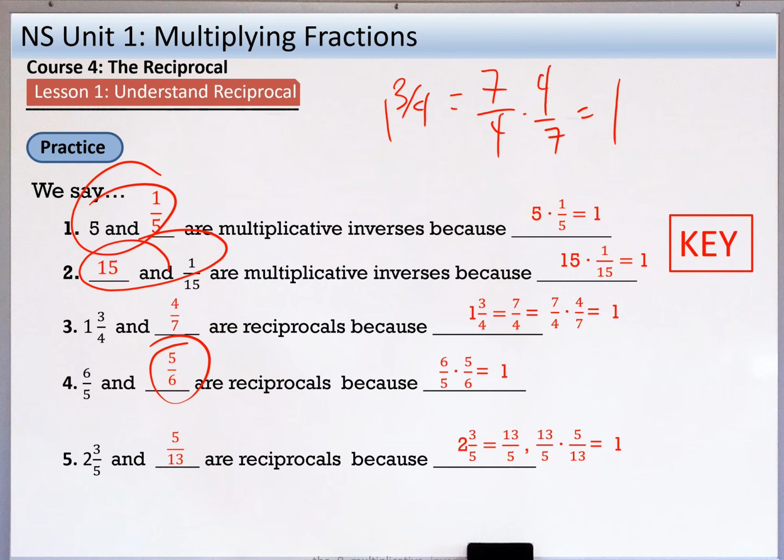2 3/5. I convert it first to an improper fraction. Then I invert it. You don't flip it. I invert it, and that's my, you guys see why I never write anything. I always type it first.